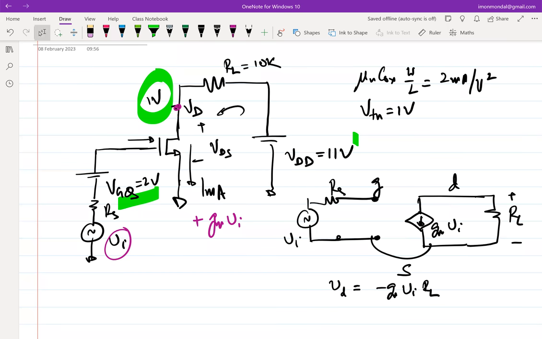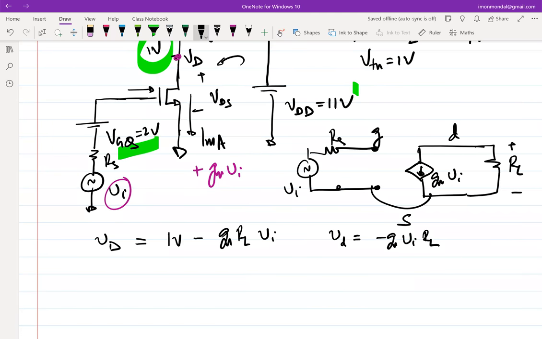Okay, fine. So what will be the total drain voltage in the presence of an incremental input? It will be the quiescent, which is 1 volt, minus GM times RL times VI. And how much was GM times RL that we derived by plugging in the numbers in the last class? Can you look and tell me? 20. Was 20, right? So 1 volt minus 20 times VI, right? So this was VD, the total VD.